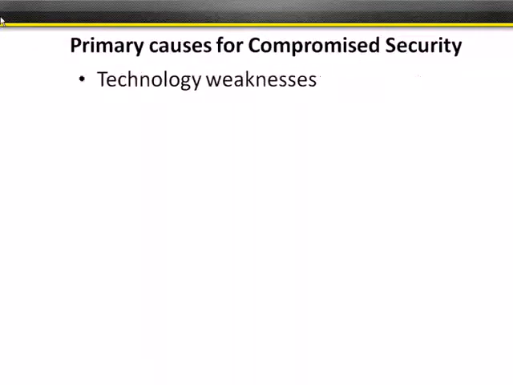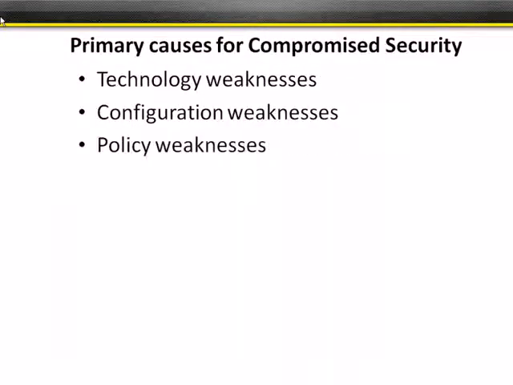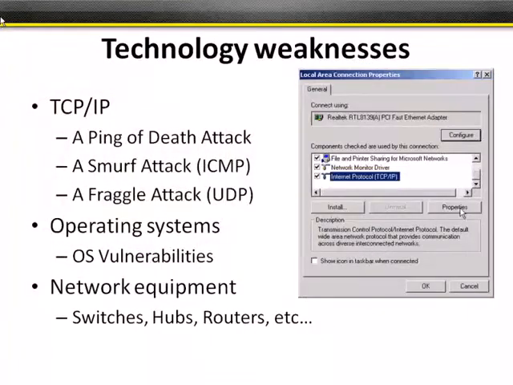Okay, I want to talk about some of the primary causes for compromised security. And you can break this section down into technology weaknesses, configuration weaknesses, policy weaknesses, or human error and malice. In the first section, we want to talk about technology weaknesses. For example, protocols were designed to function. They weren't necessarily designed to be secure. So most considerations for security were really an add-on or an after effect.